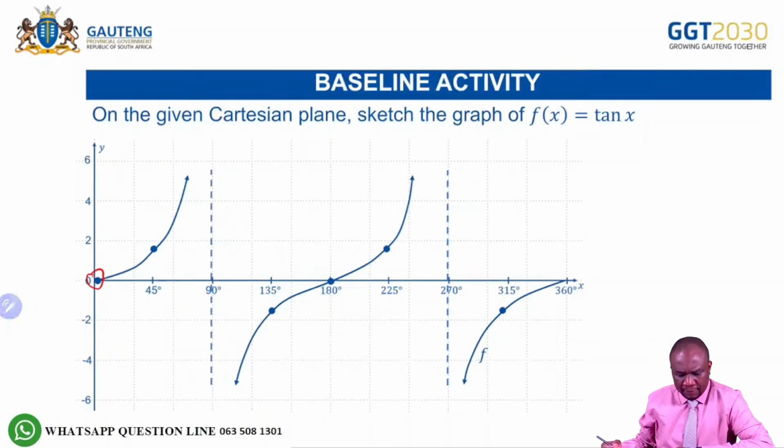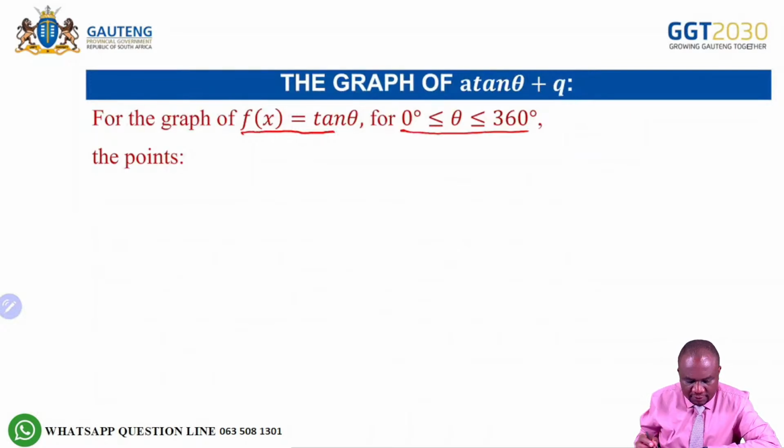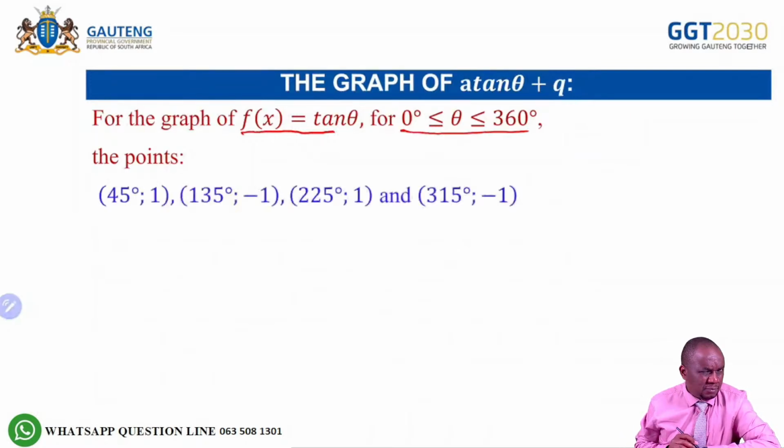Right, welcome back. Let's do the rest of the lesson. For the graph of f of x is equal to tan theta, and for this domain, we have these points. We have discussed these points. Let's just talk about them. We said 45, 1, 135, -1. These are the critical points that we're talking about.